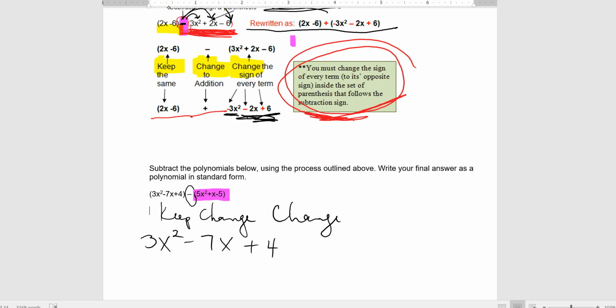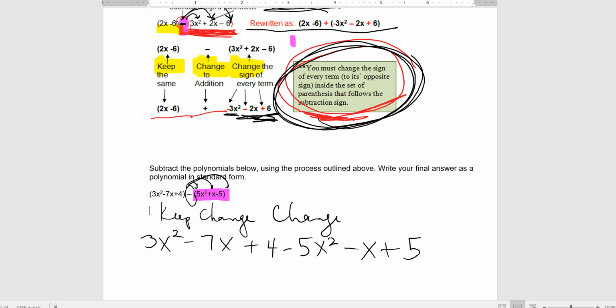5x squared becomes its opposite, negative 5x squared. Positive x becomes the opposite, negative x. And minus 5 becomes the opposite, plus 5. Okay, so either way, I changed every term of the second polynomial. Everything that came after the subtraction sign became its opposite. Now we're just back to the shopping list, right?